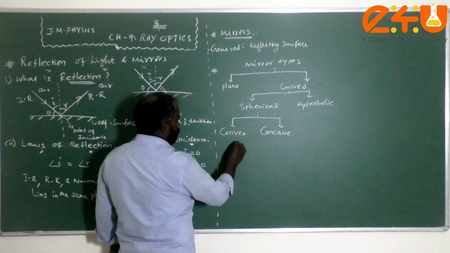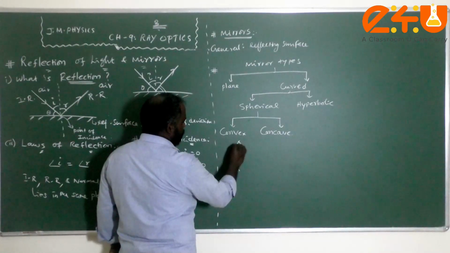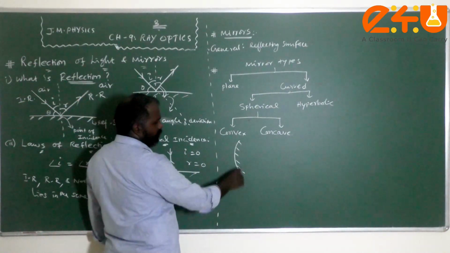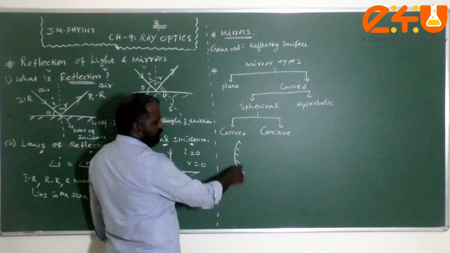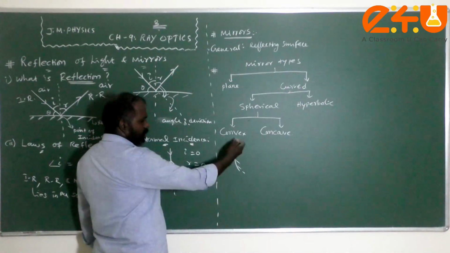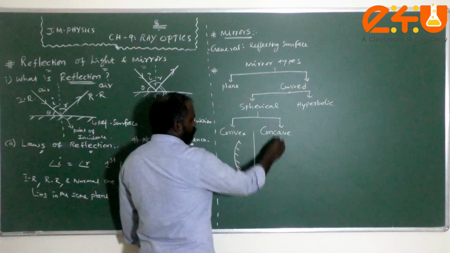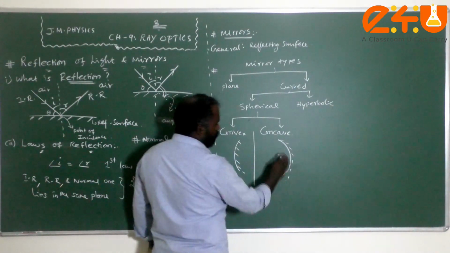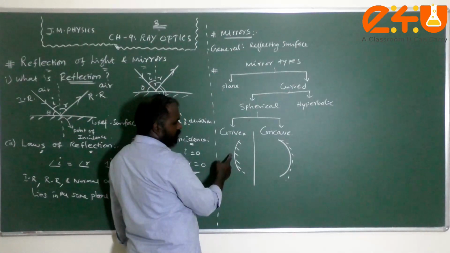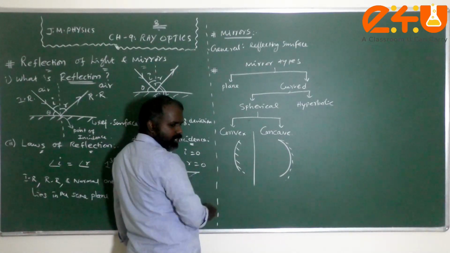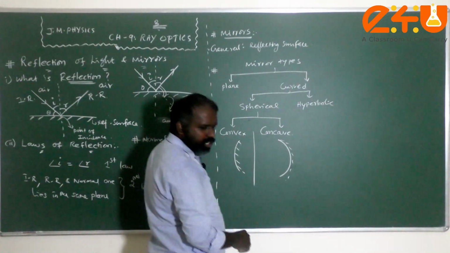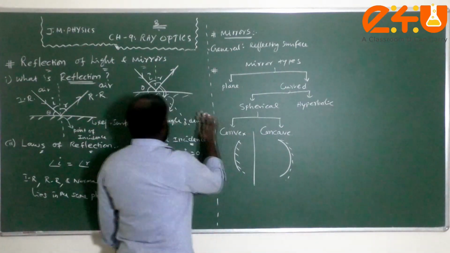So convex mirror means it will be denoted like this. The front one is a reflecting surface, and light cannot pass through the shaded portion. The concave mirror means it should be like this. The reflecting surface will be curved inward, but here the reflecting surface is curved outward. That is called a convex mirror, and this one is the concave mirror.